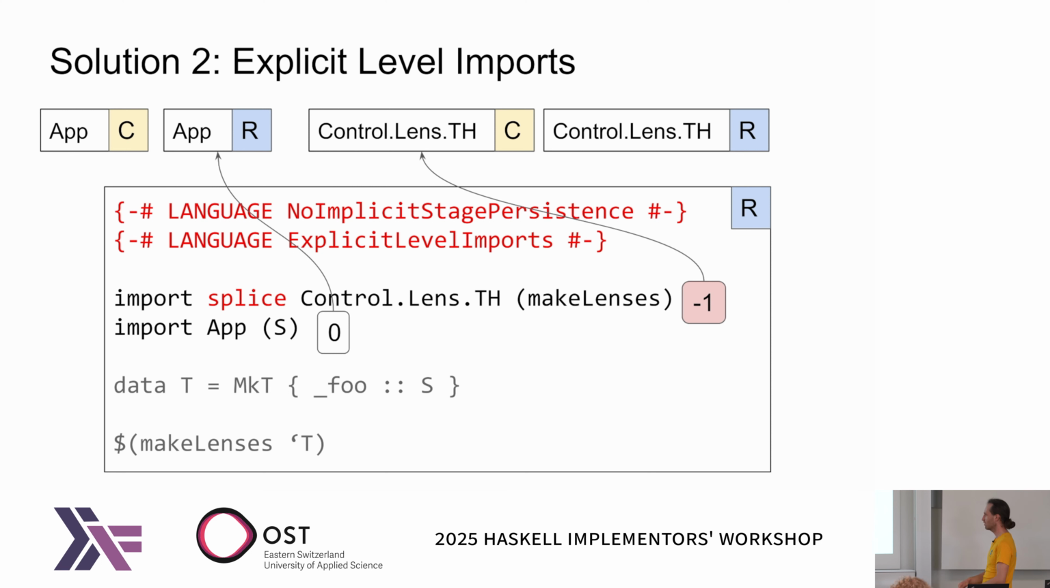Prelude is required at level 0. Control.Lens is required at -1. So now we don't have all these additional dependencies based on this very, very permissive cross-stage persistence rule, as it's known in the literature.